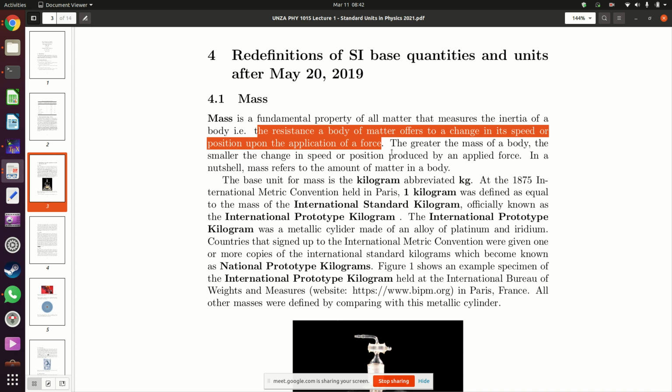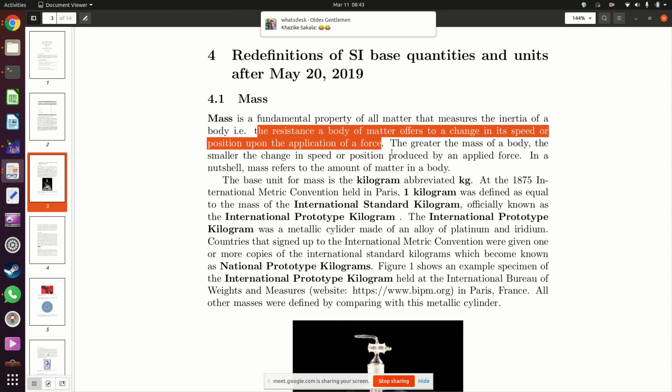When you push or pull an object, that object is going to offer resistance. If you're trying to push your chair or your bed, that bed is going to offer resistance to you pushing it. The more resistance a body offers when you try to change its position, whether a desk, a bag of charcoal or a bag of maize, the more inertia it has. And the more inertia a body has, the more mass we conclude it has.